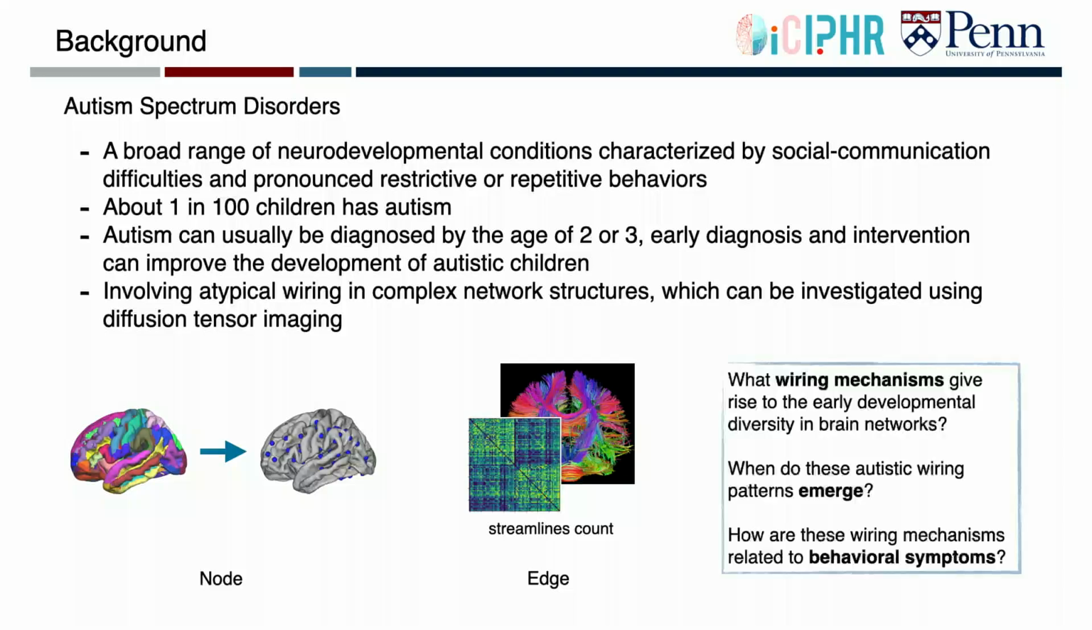However, it is still unknown what wiring mechanisms give rise to early developmental diversity in brain networks. And when do these atypical wiring patterns emerge in autistic brains, and how are they related to behavioral symptoms? The goal of this study is to investigate these questions.